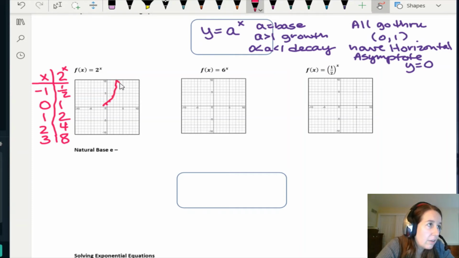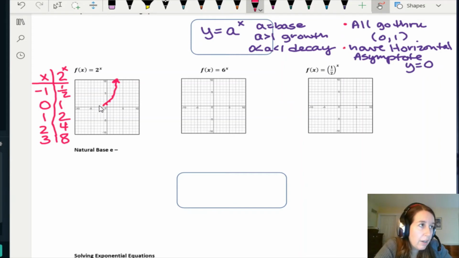Now, let's talk about a few of these statements that we made before, right? All will go through 0, 1. Well, that's because that means that you're raising your base to the 0 power, right? So 2 to the 0, 6 to the 0, anything, that will always be the point 0, 1. And then second, they will have a horizontal asymptote at y equals 0.